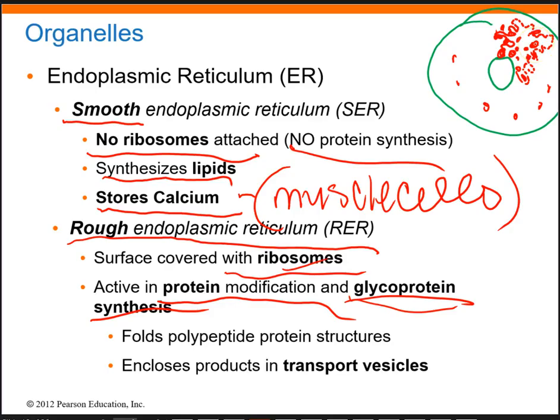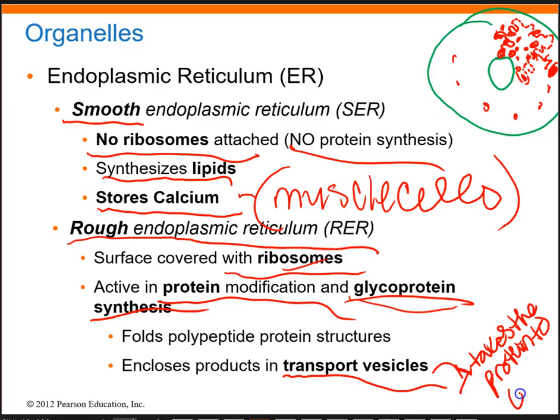After the endoplasmic reticulum is done with that protein, it encloses it in a transport vesicle. So it pinches off of the rough ER in a little bubble. And that transport vesicle normally takes the protein to the Golgi apparatus, or Golgi complex, which is another organelle.